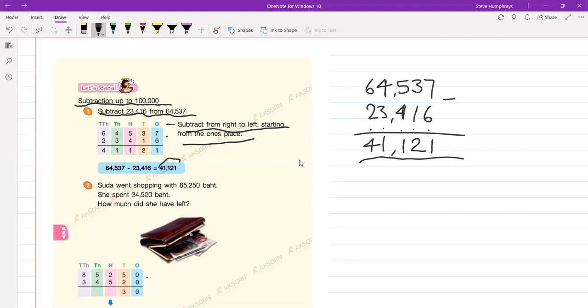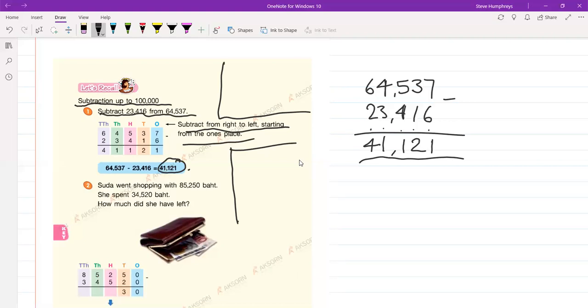And it corresponds with the answer in the book. So I must have done it correctly. Okay? Practice this. You can do it in your book. You can do it in this space here or here. There's lots of room. Okay?